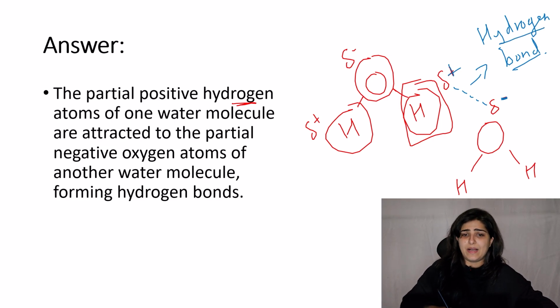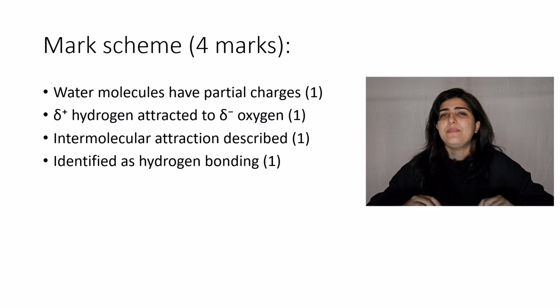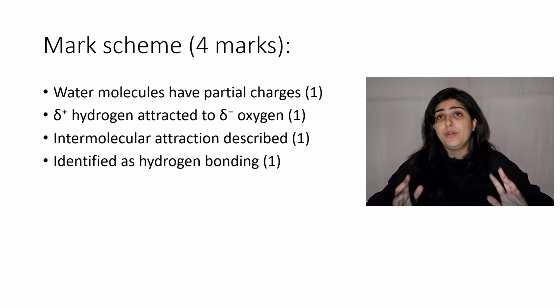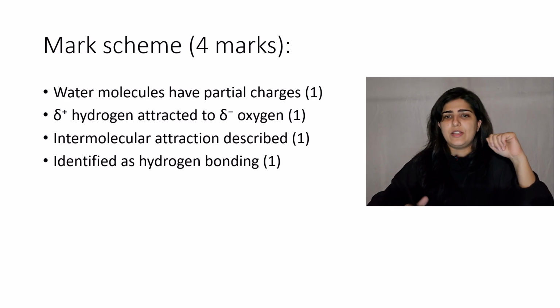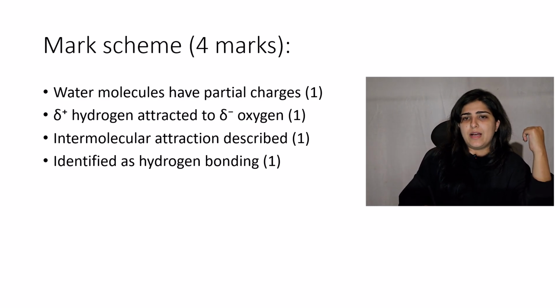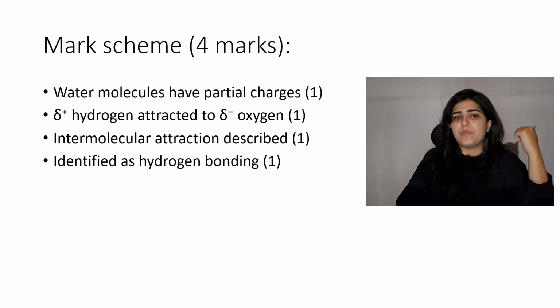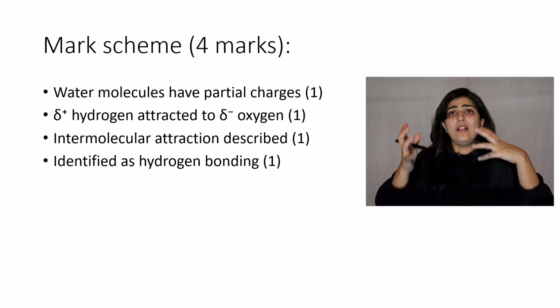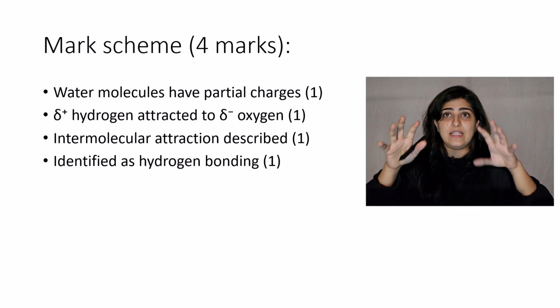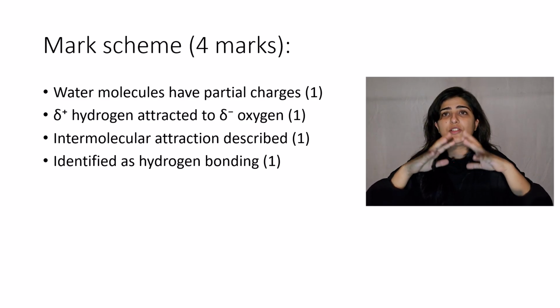Now, let's discuss the marking scheme. The particular question could be of 4 marks, where the keywords that can fetch you marks are partial charges, delta positive hydrogen, delta negative oxygen, attracted, intermolecular attraction, hydrogen bonding. All these are keywords which, if they are part of your answer, are going to give you your full score of 4.